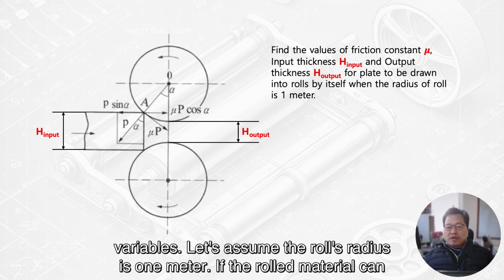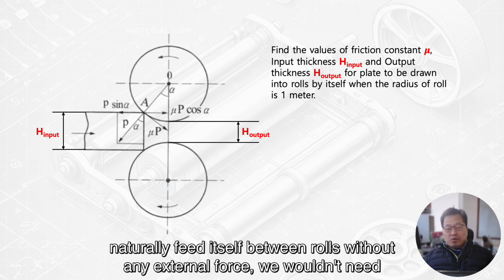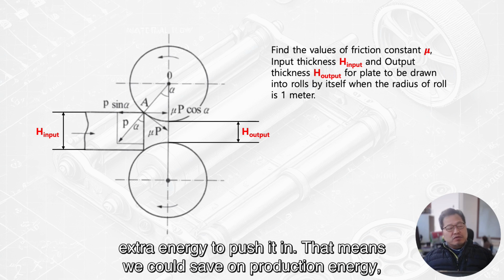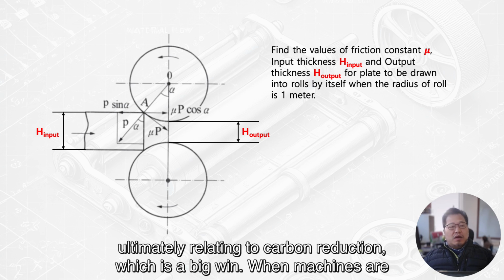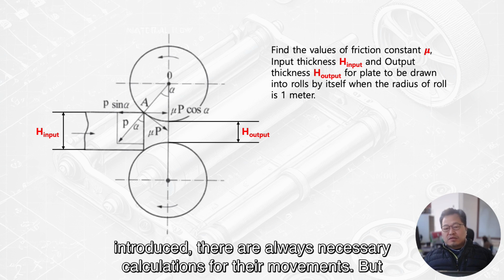If the rolled material can naturally fit itself between rolls without any external force, we wouldn't need extra energy to push it in. That means we could save on production energy, ultimately relating to carbon reduction, which is a big win. When machines are introduced, there are always necessary calculations for their movements.